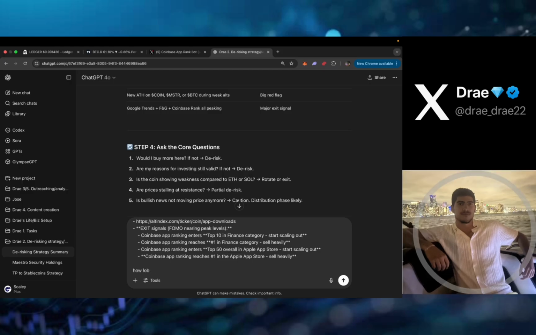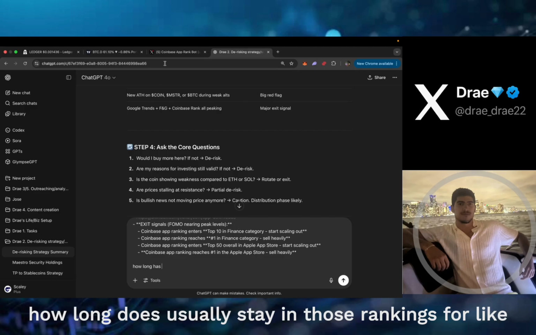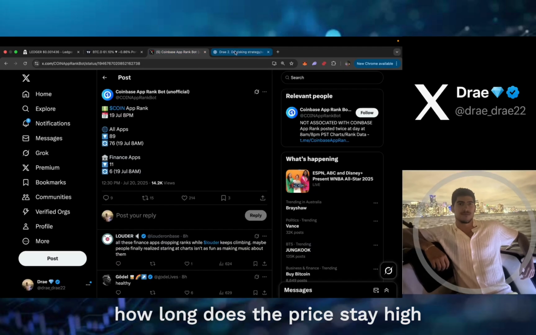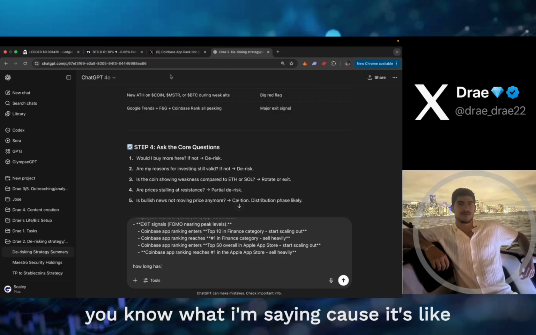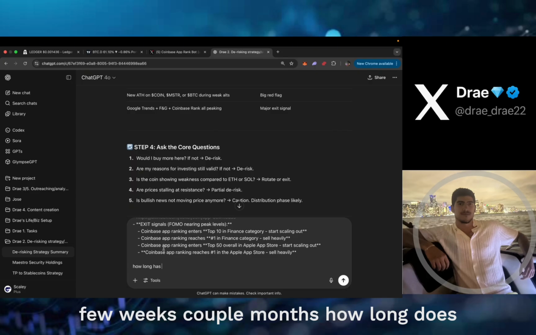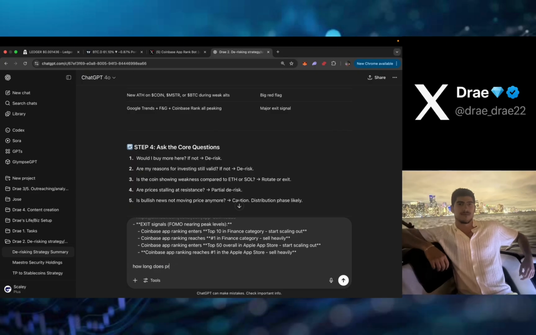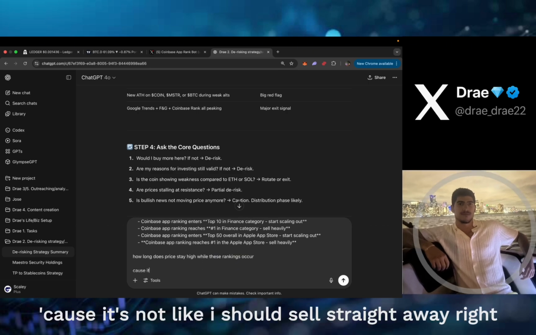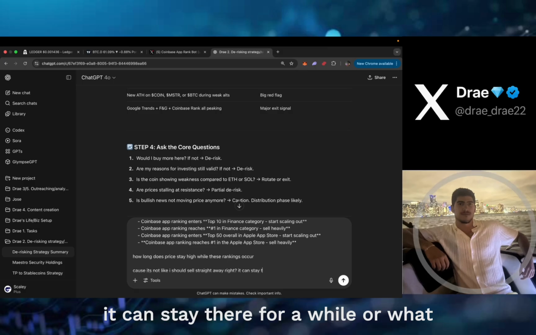I'm gonna ask it how long does it usually stay in those rankings? How long does the price stay high while it's at those rankings? You know what I'm saying? Because it's not like it hits number 1 in the app store and that's the absolute top. Maybe it takes a few days, few weeks, couple months. Because it's not like I should sell straight away, right? It can stay there for a while or what?